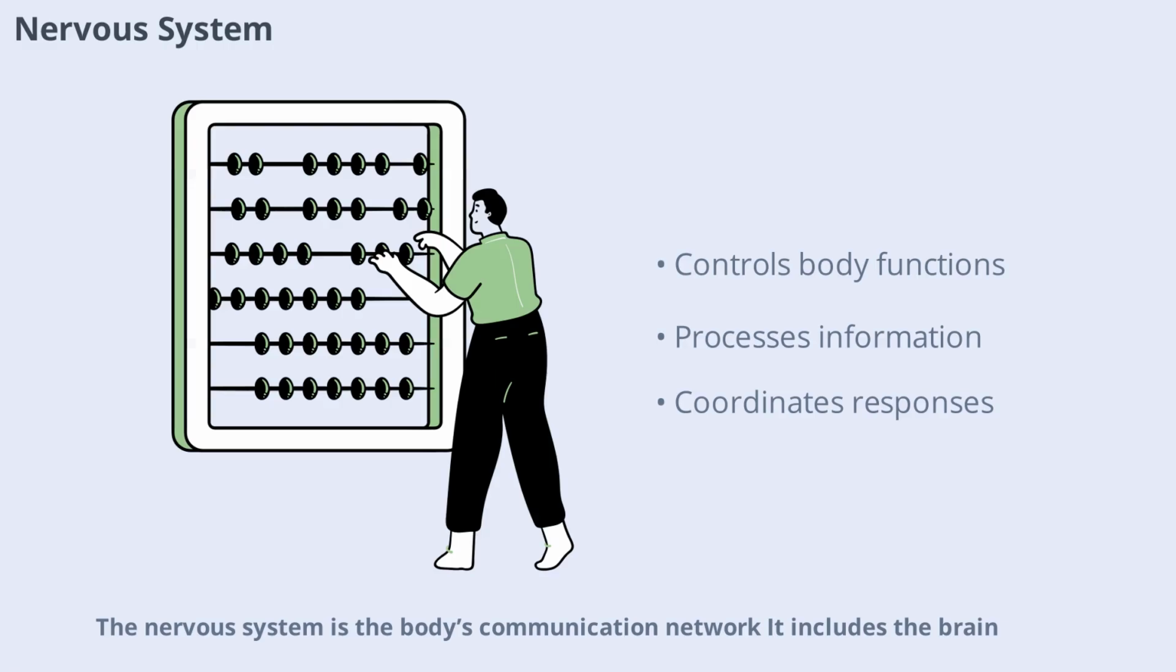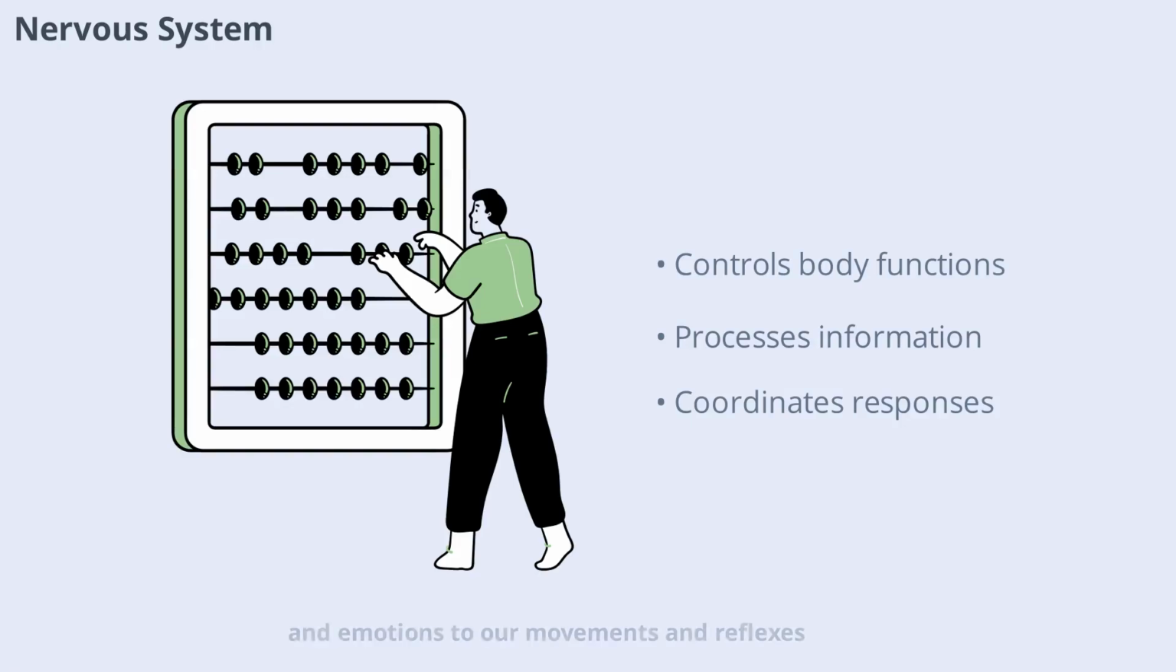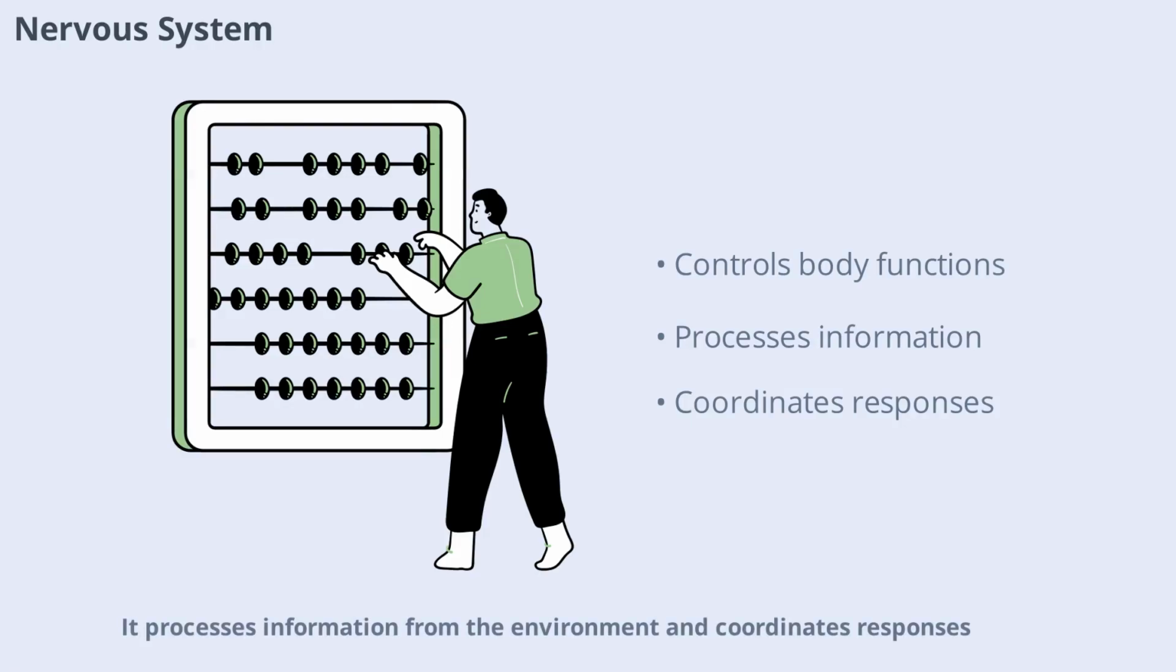The nervous system is the body's communication network. It includes the brain, spinal cord, and nerves. This system controls everything from our thoughts and emotions to our movements and reflexes. It processes information from the environment and coordinates responses, ensuring we can react quickly and appropriately to any situation.